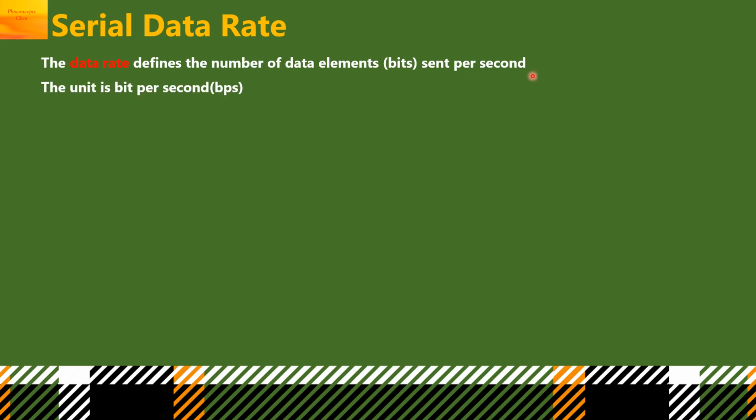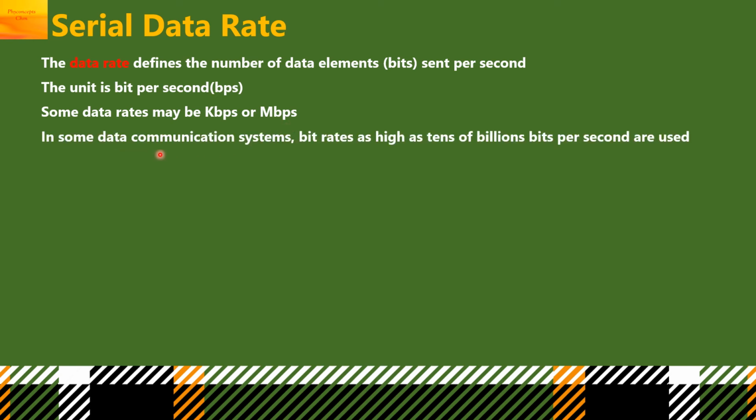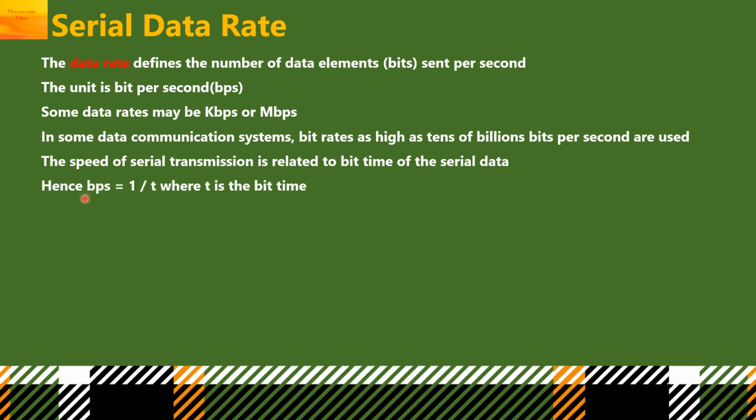Serial data rate. The data rate defines the number of data elements, that is the bits, sent per second. The unit is bits per second, BPS. Some data rates may be kbps or Mbps. In some data communication systems, bit rates as high as tens of billions of bits per second are used. The speed of serial transmission is related to the bit time of the serial data. Hence, BPS is equal to 1/T, where T is the bit time.